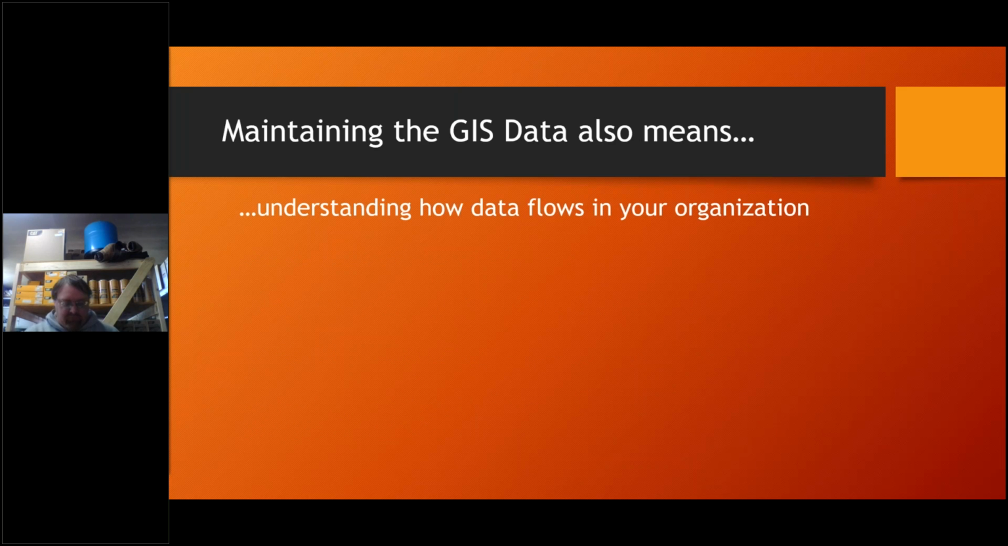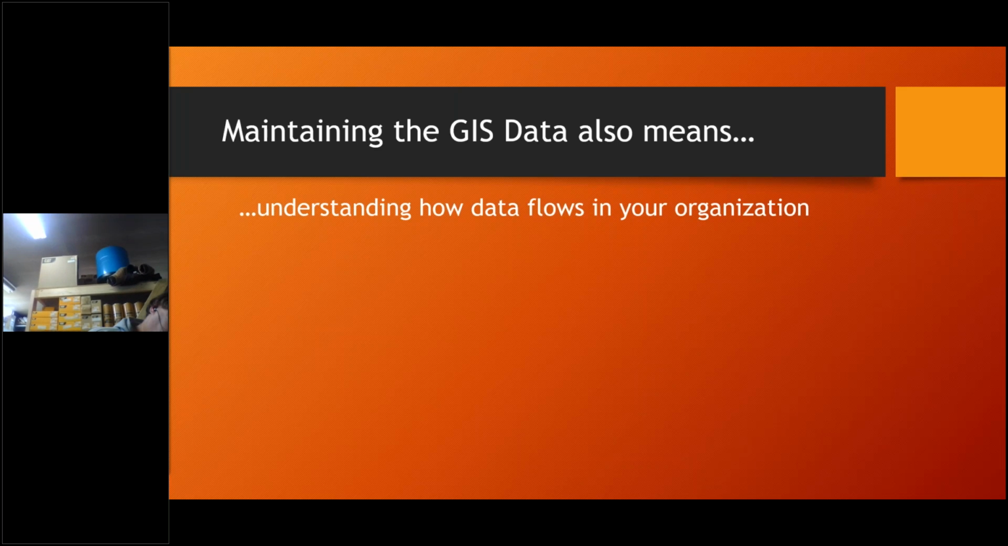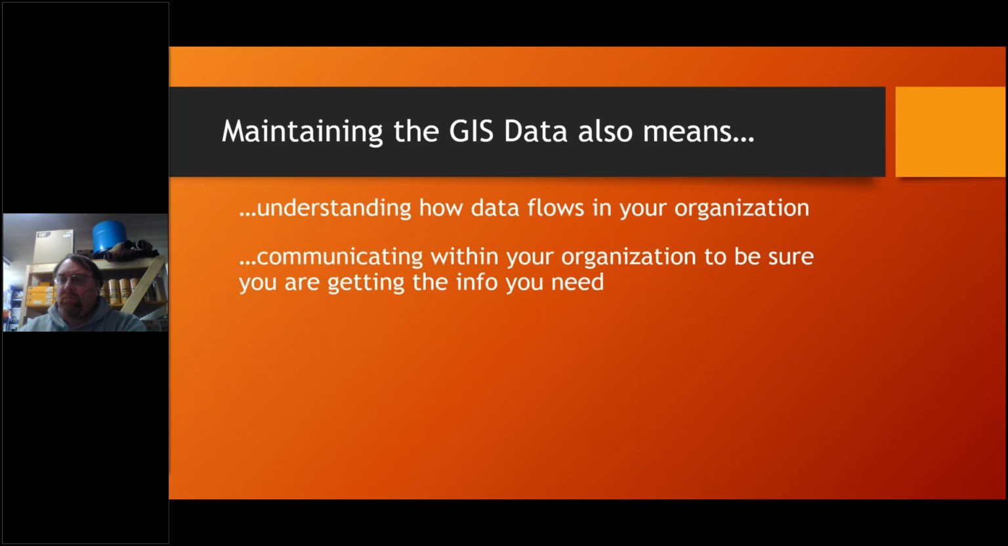So this also means understanding how data flows in your organization, making sure that, like I said, you're getting road and address information, but also that you know who's looking at the data, that they know how to contact you, that annexations are getting to you, that kind of thing. Communicating within your organization to make sure that you're getting the information that you need. It is technically under our program's design the data steward's responsibility to get information to you, but you have to be able to make sure that you are an active part of that process.